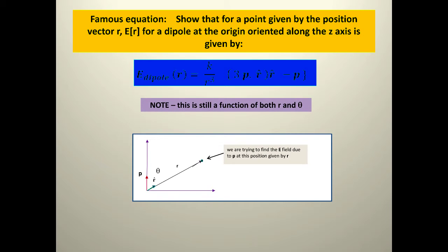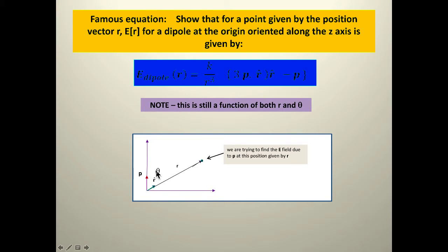Well, there's a very useful equation that's given right here for the electric field of a dipole. And this is in a problem that's commonly assigned. Show that for a point given by the position vector r, E sub r for a dipole at the origin, oriented along the z-axis, is given by this expression here. So here's the problem. We orient the dipole along the z-axis. Here's our position vector for the E field determination. Here's our unit vector along that vector.